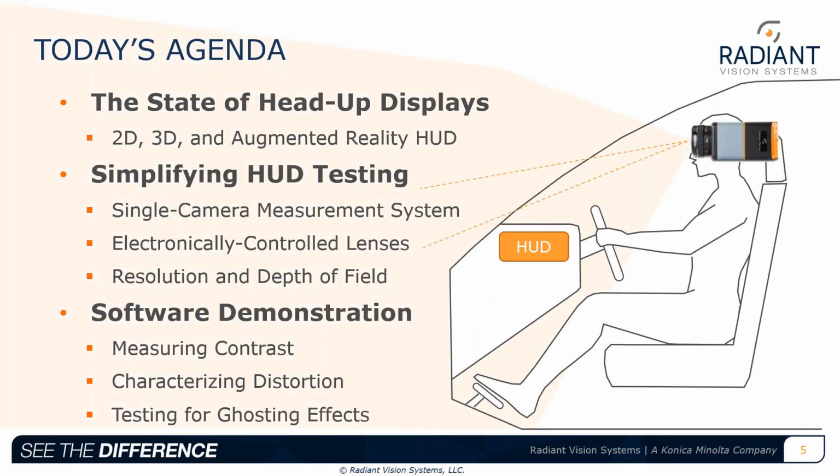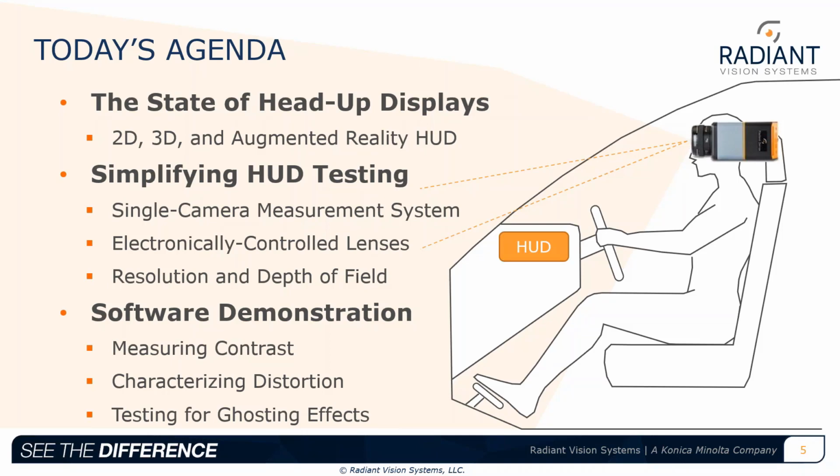So let's get into the bulk of what we're going to talk about today. We're going to start off by talking about the state of head-up displays. So we'll go through 2D, 3D, and augmented reality, which are the primary types of head-up display technologies we see. Then we'll move on to looking at simplifying the head-up display testing platform itself. So why are there benefits around using a single camera measurement system versus using multiple measurement tools? The benefits and flexibility you get out of an electronically controlled lens within your system, and why resolution and depth of field are becoming more prominent as a requirement for looking at head-up displays as the technology advances.